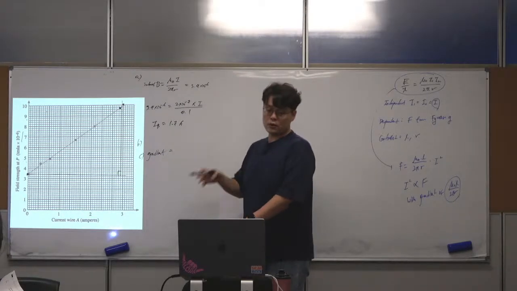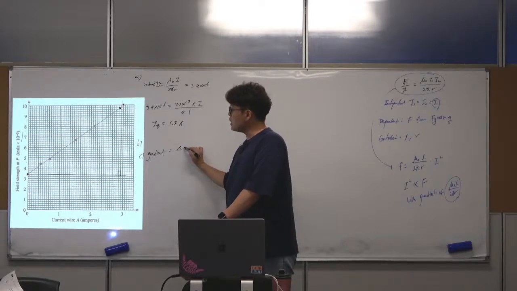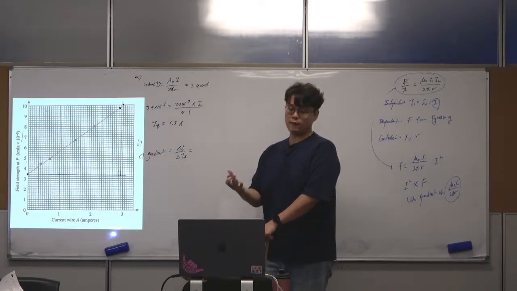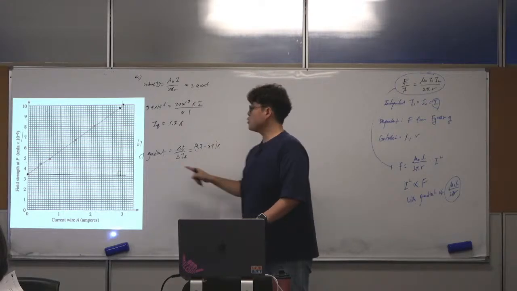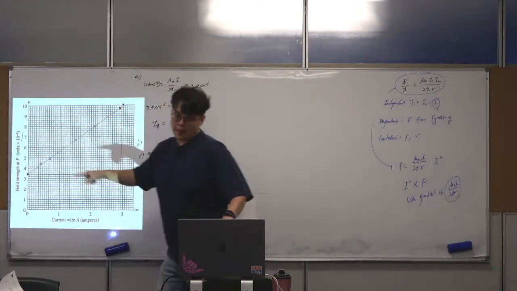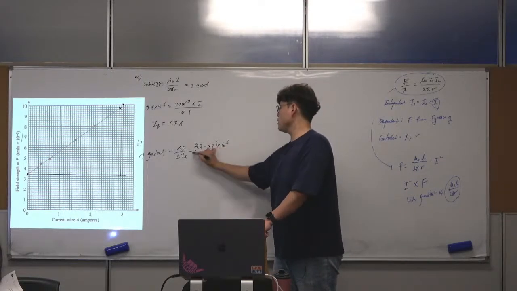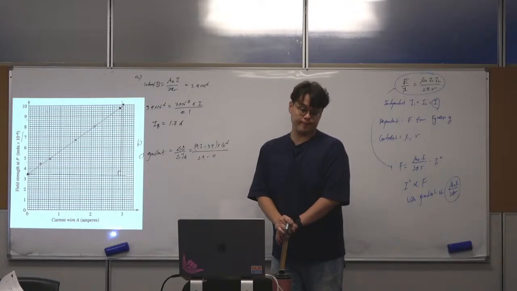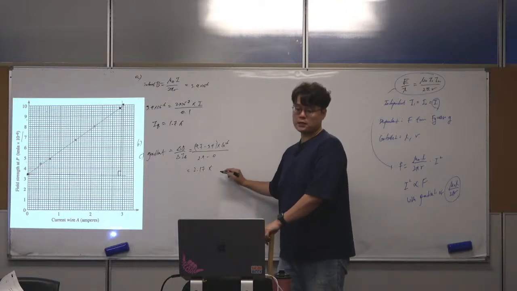The gradient is equal to change in B over change in I_A. That is the final minus initial, so 9.7 minus 3.4, and make sure you include that value, 10 to the power minus 6. Don't miss that. This is why you need to read the question really carefully. And 2.9 minus 0. As a result, you get 2.17 times 10 to the power minus 6.